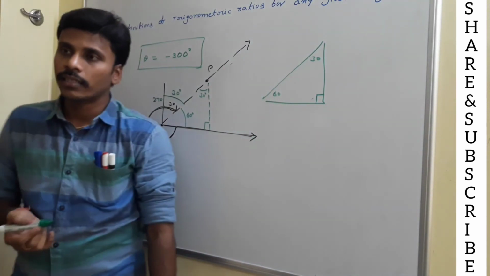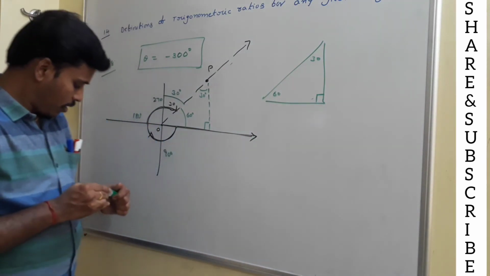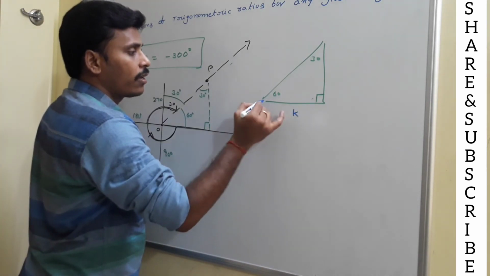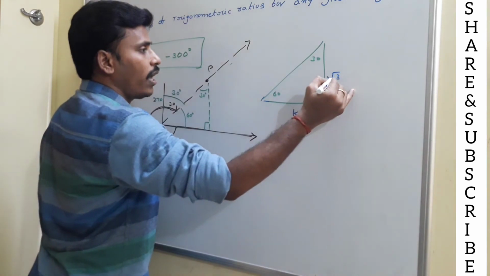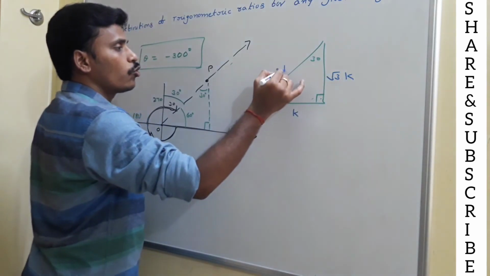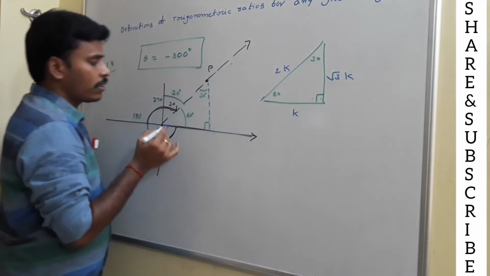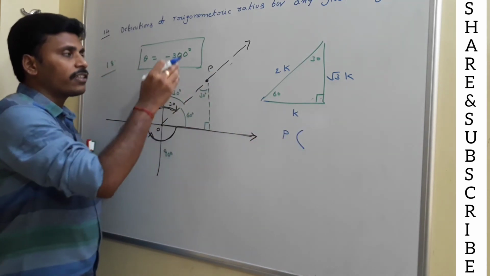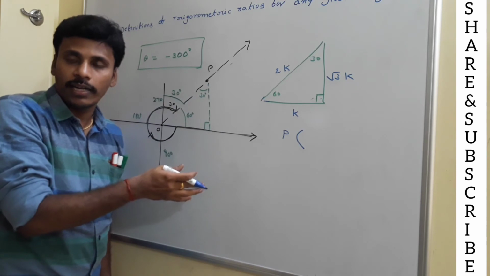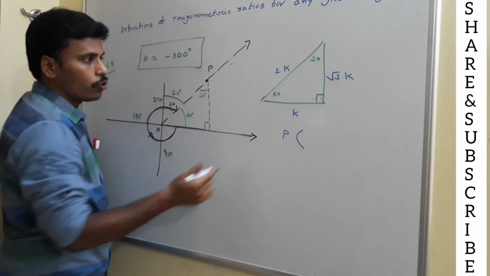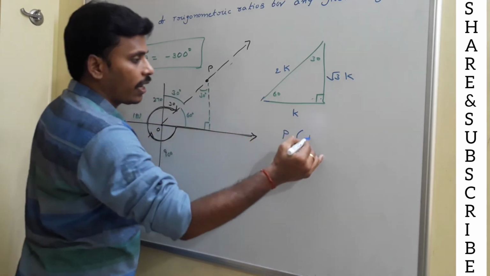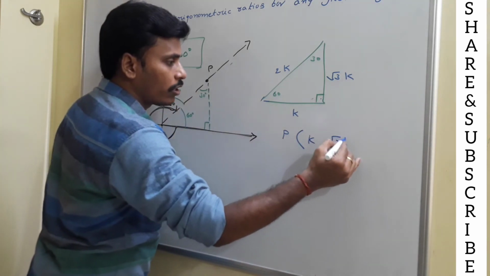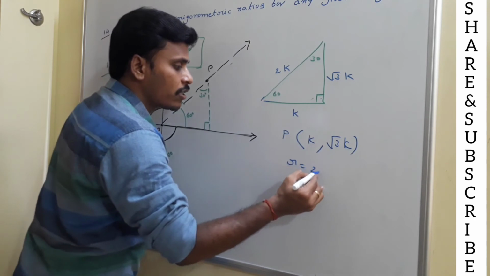And if the angles are 30, 60, 90 in a triangle, then what do you say about the sides ratio? Side opposite to 30 is k, side opposite to 60 is root 3k, and side opposite to 90 is 2k. And after having the sides, see now what do you say about the coordinates of P. Since the point P is in the first quadrant, x is positive and y is positive. So what is the x? Horizontal length, which is k. What is y? Vertical length, which is root 3k. And what is r? It is 2k.